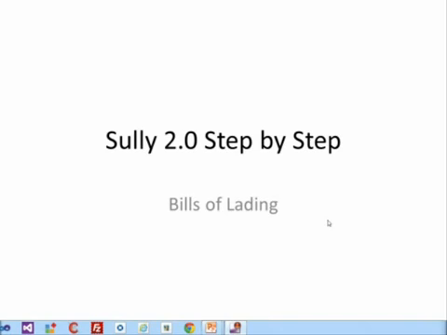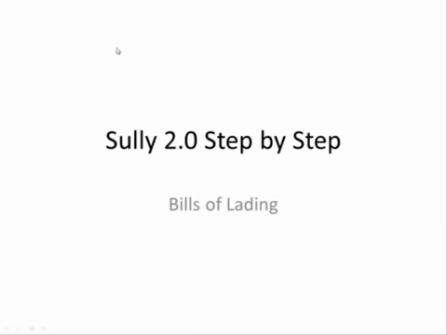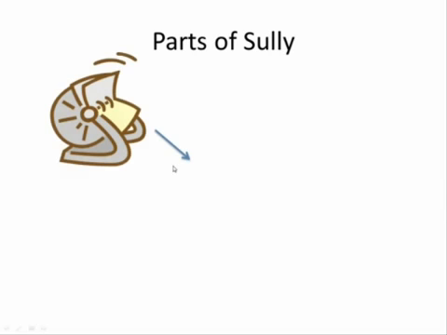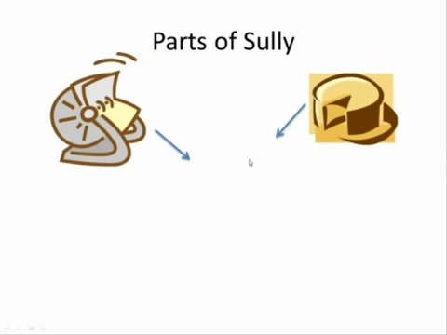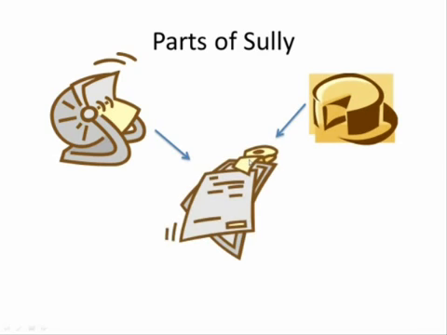Let's begin. In previous videos, we've shown you that Sully is composed of various parts. Addresses combine with products to create a bill of lading. And from the bill of lading, you can get invoices, packing slips, tags, and reports. In this video, we're going to combine what we learned in the address video and the product video in order to create bills of lading.